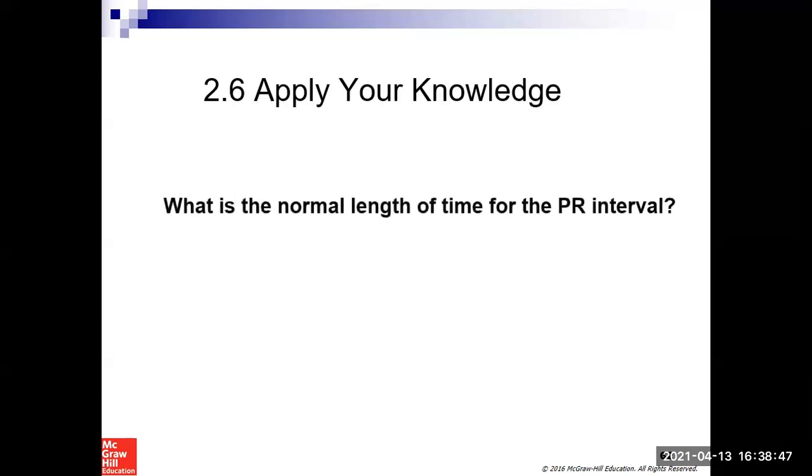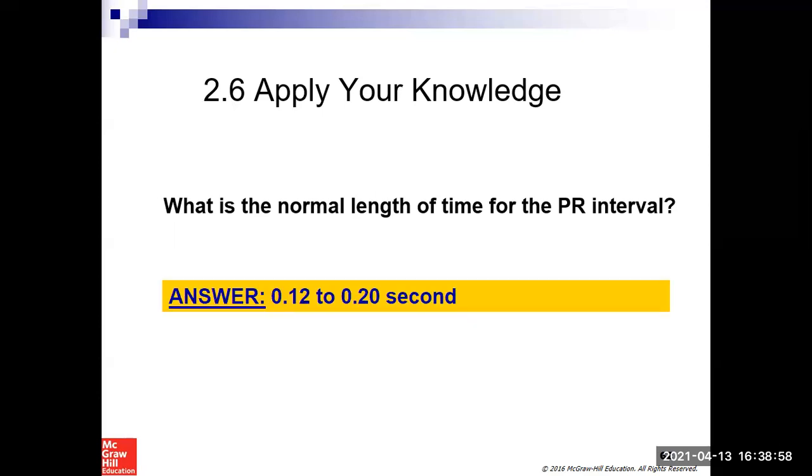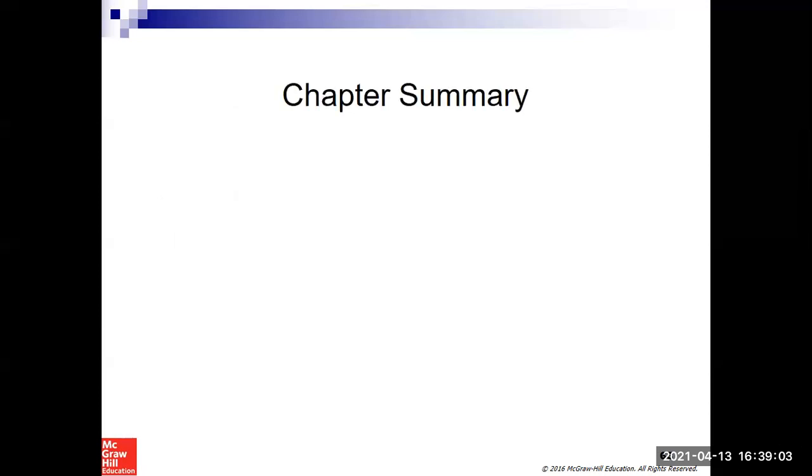What is the normal length of time for the PR interval? The normal length of time for your PR interval is 0.12 to 0.2 seconds, yes.